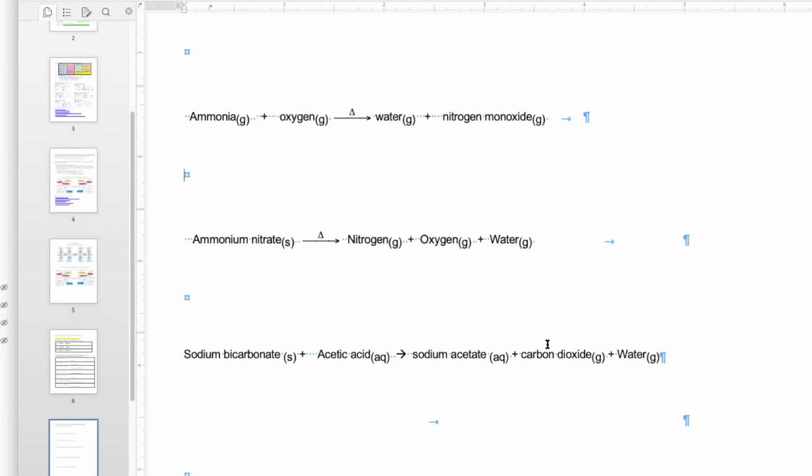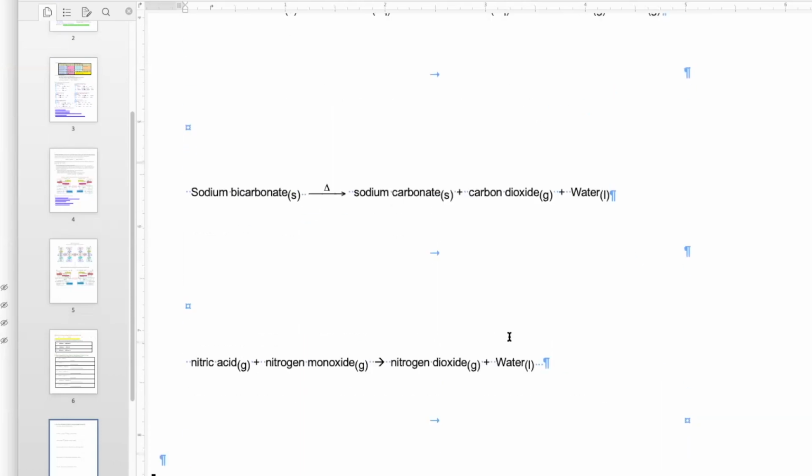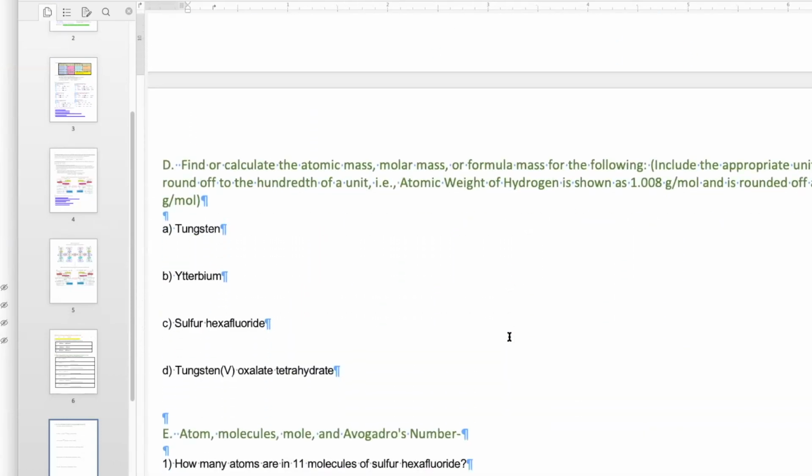So you just have to write the formula. A lot of times the ratio will be 1 to 1 to 1 to 1. So you don't even need to balance it. It's already balanced. But you got to double check. Okay. So the rest of these are just balancing equations.